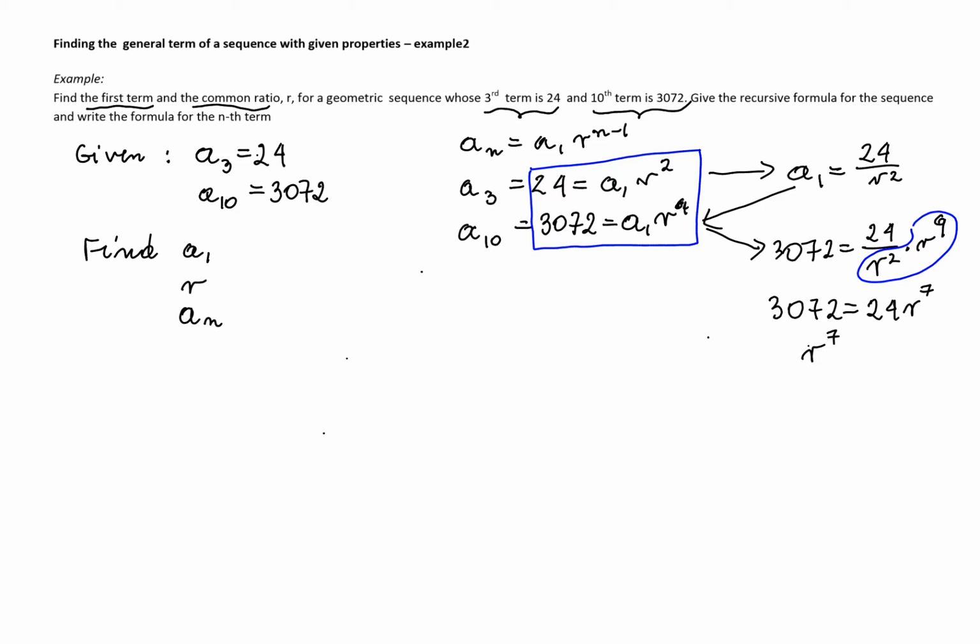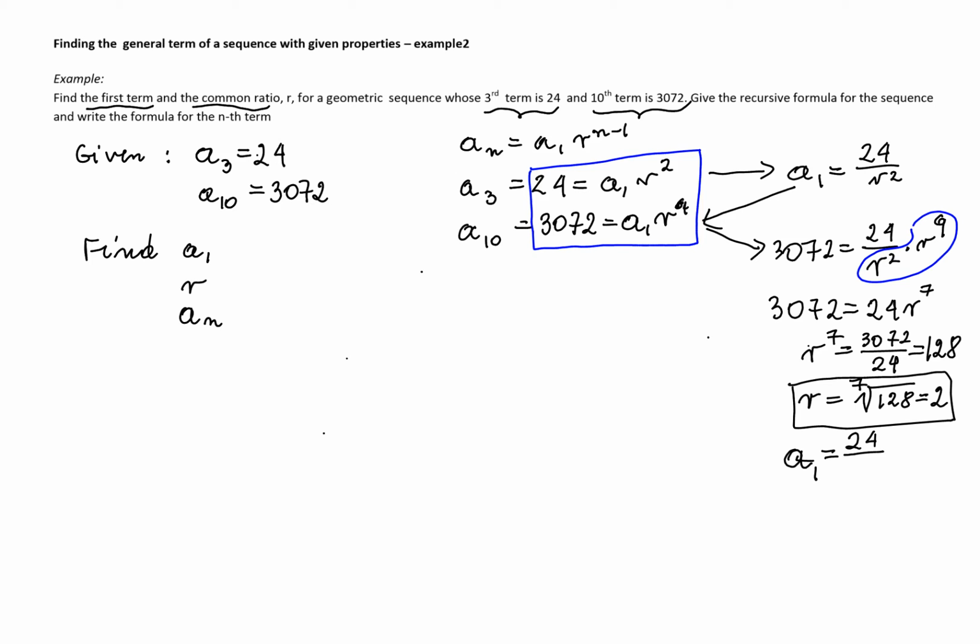And therefore r to the 7th power will be 3072 over 24, which happens to be 128. And therefore r will be the 7th root of 128. We are looking for a number that raised to the 7th power gives 128, and that number is 2. So we have the value of r. Using the first equation, we get the value of a sub 1. A sub 1 is 24 divided by r squared, so this is 24 divided by 4, or 6. And therefore a sub 1 is 6.